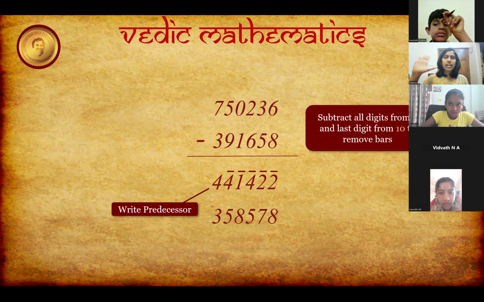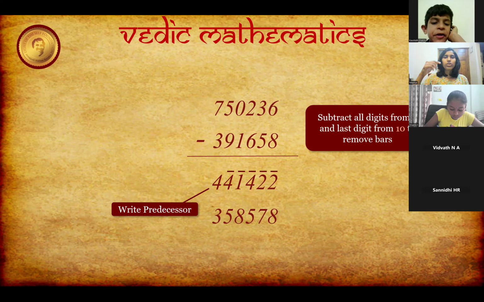Did we all understand? To quickly summarize, for those numbers where you need to take a carryover, you simply write a bar, or the negative of it. You simply do normal subtraction, that's 8 minus 6, and write minus 2, but it's called 2 bar. Then once you're done solving all of it, we do something called the Vinculum, which is what we just did, which is subtract all digits from 9 and the last digit from 10 to remove the bars.